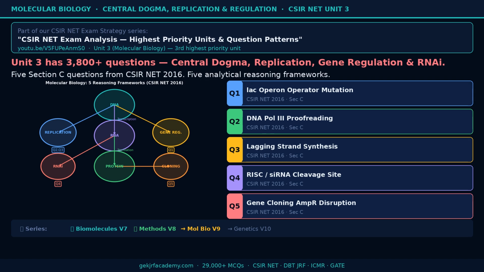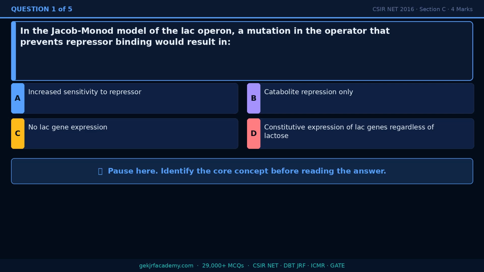The 5 topics are: the lacZ operator mutation, DNA polymerase III proofreading, lagging strand synthesis, siRNA-mediated gene silencing, and gene cloning with insertional inactivation. Master these 5 mechanisms, and you will be equipped to answer any variant the exam produces. Let us begin. Question 1.